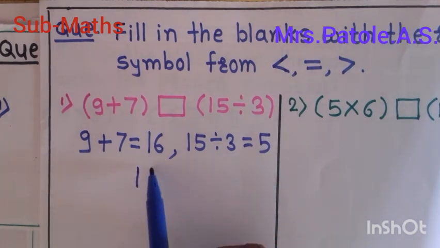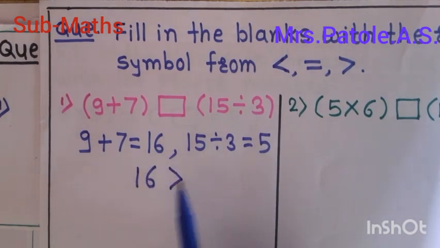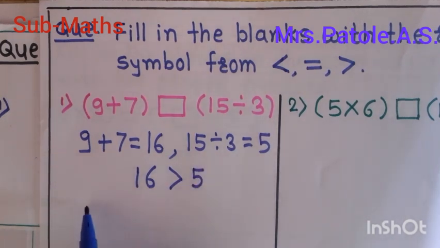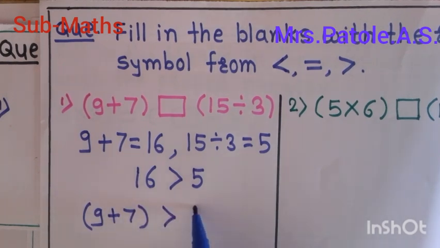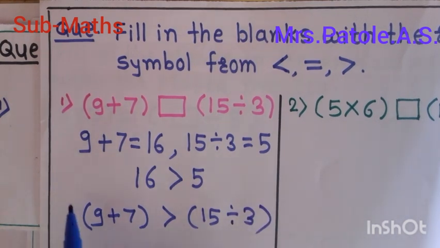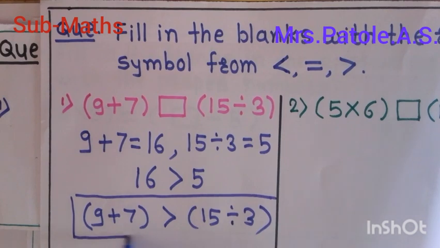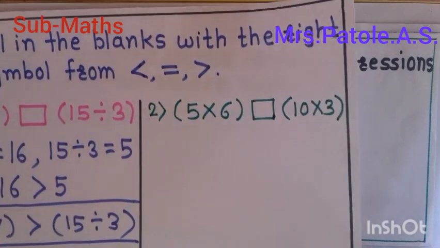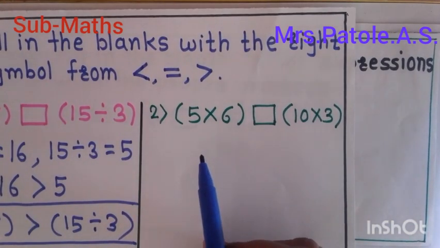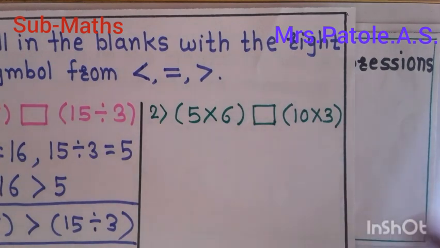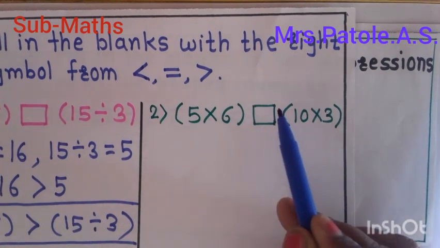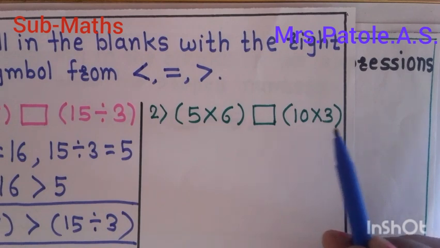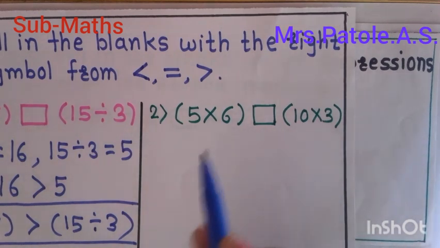We can write this: 16 is greater than 5. So the expression 9 plus 7 is greater than the second expression 15 divided by 3. So in this way we can use the symbol in the first example. Now see the second example. In the second example we have the first expression 5 into 6, an empty box, and the second expression 10 into 3.